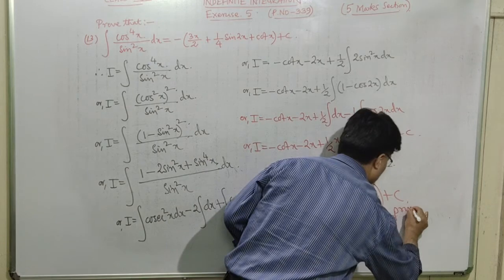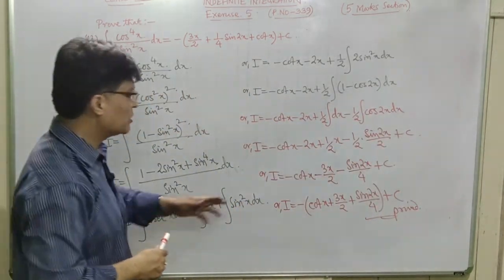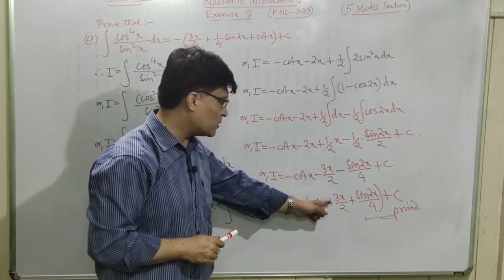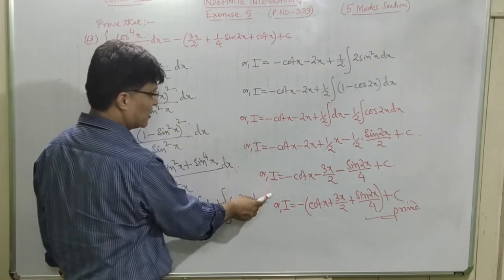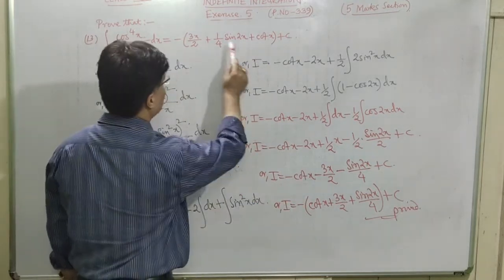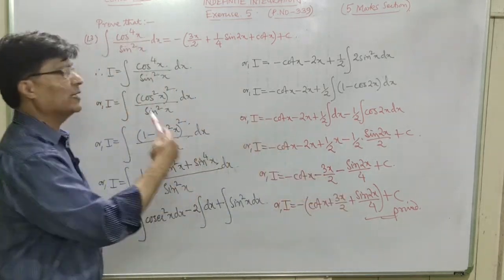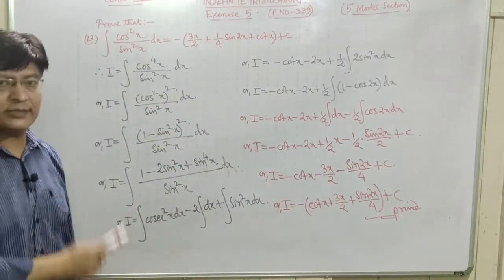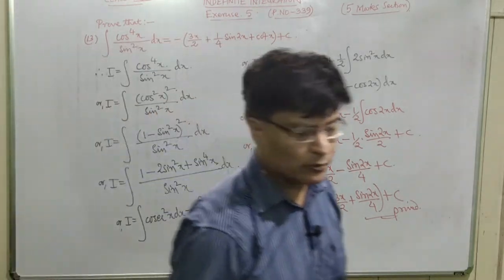So it is proved. So I think you have understood it. So minus is taken common out here, so within bracket cot x plus 3x by 2 plus sin 2x by 4, plus c. Let us check it. So here minus is taken common, cot x plus 3x by 2 plus sin 2x by 4, bracket close, plus c. So it is done. So you can copy it. Now we will do the next question now.